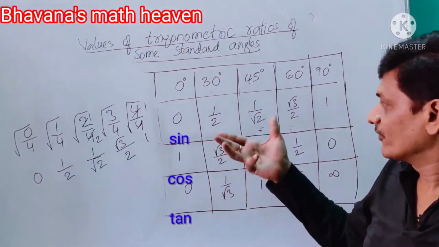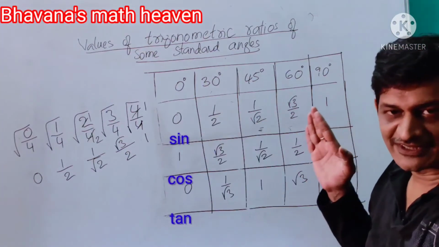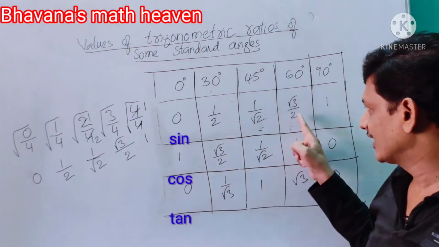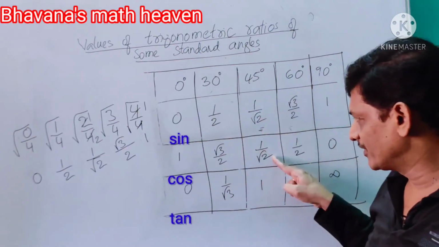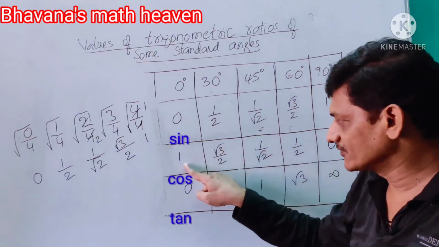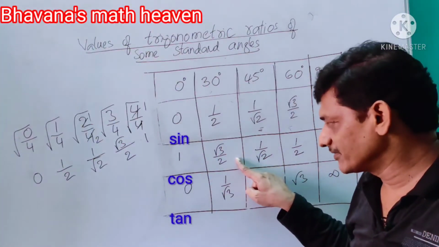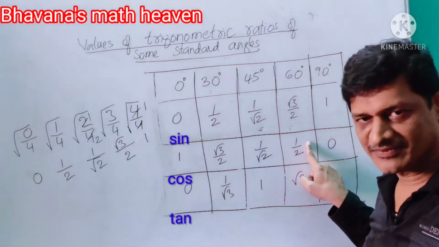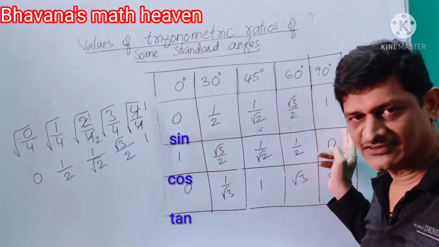Okay. If you write all these values in reverse order, you get the cos values. 1 comes here, next root 3 by 2, next 1 by root 2, next 1 by 2, next 0. Cos 0 is 1, cos 30 is root 3 by 2, cos 45 is 1 by root 2, cos 60 is 1 by 2, cos 90 is 0.